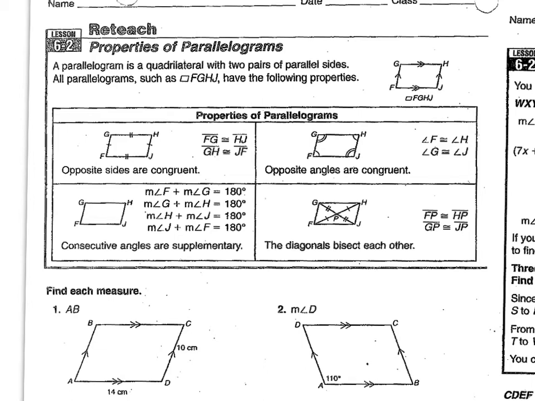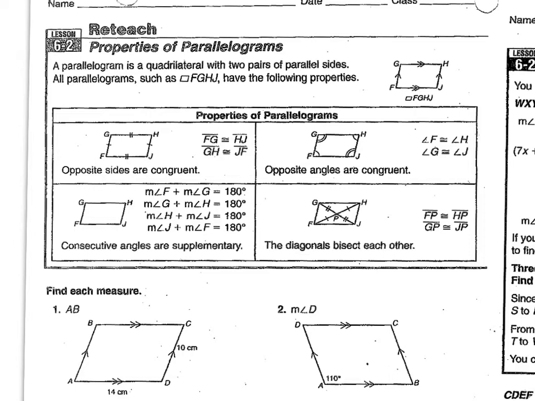Okay, in section 6.2, we're going to be talking about parallelograms. And there's 5 properties that we need to know. The first one: a parallelogram is a quadrilateral with 2 pairs of parallel sides. This is by definition what a parallelogram is.